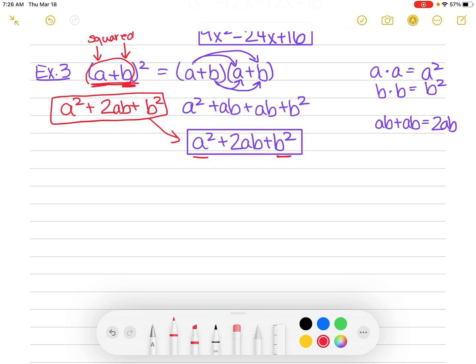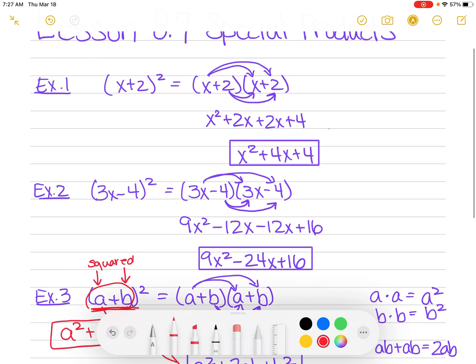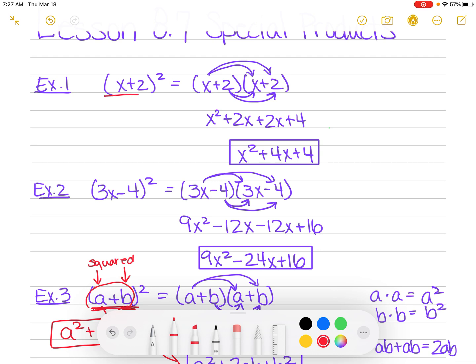And then for the middle one, I multiply them and then times that by 2. So I need double that. So let's look at each of these and see if that would work. If I took this one and I squared each of these, so I got x squared, and at the end I'm going to have 4 because 2 times 2 is 4.